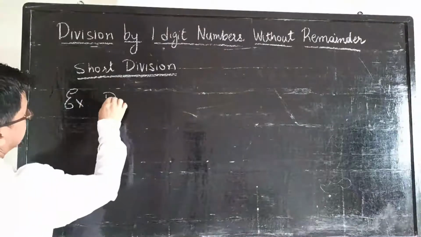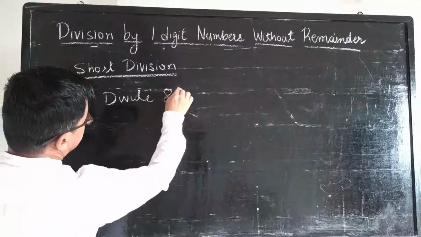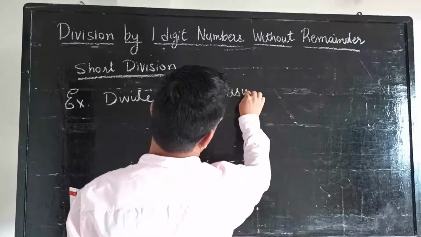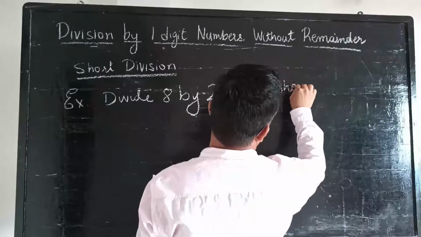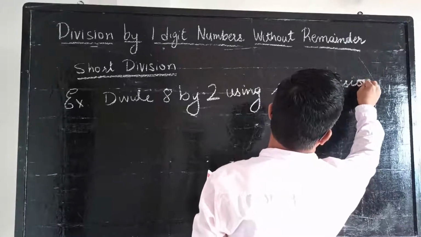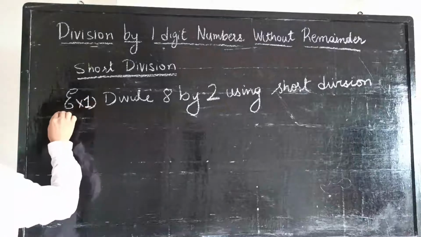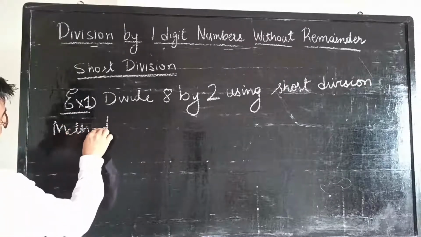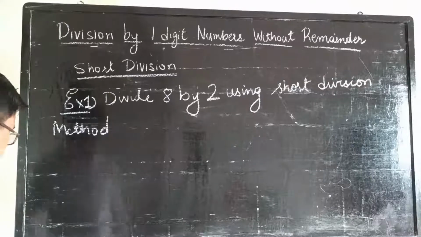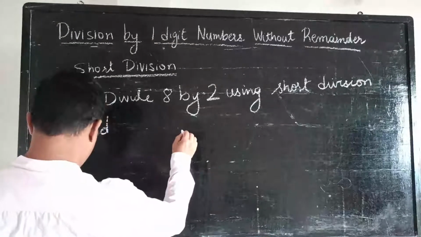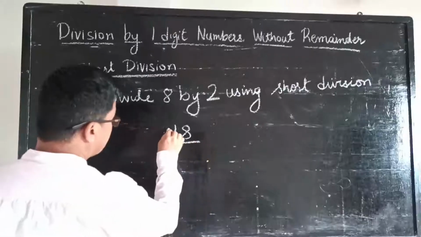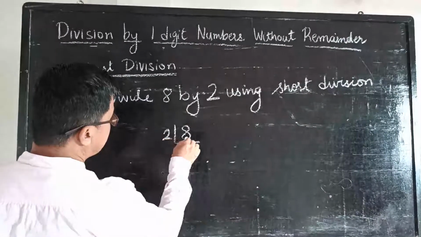Divide 8 by 2 using the short division method. 8 is the dividend and 2 is the divisor.